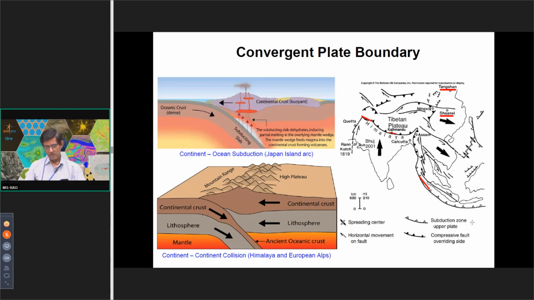Okay, and the red lines, at some places there are some red lines. These are the locations of recently occurring earthquakes. Locations are given like Bhuj 2001, then Kathmandu, then Quetta, and a number of locations you can see in China. So these are all the locations of recently occurring earthquakes.